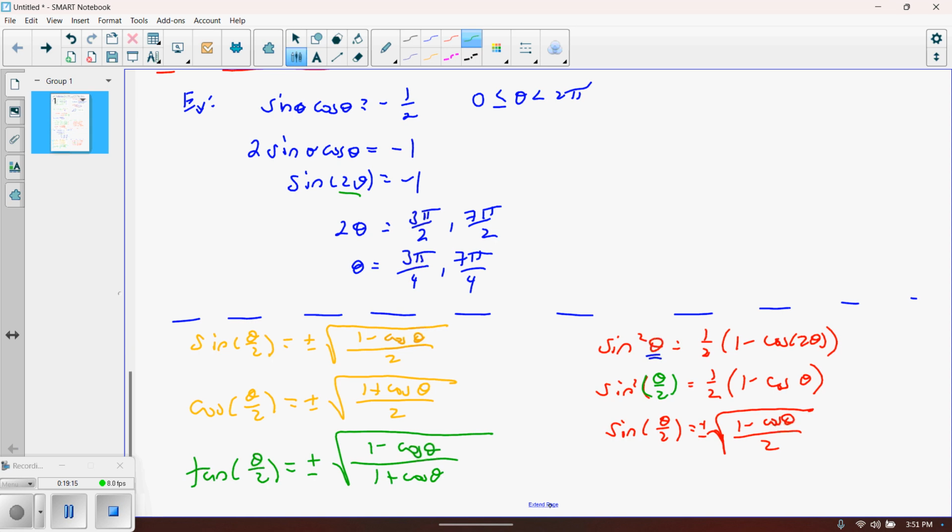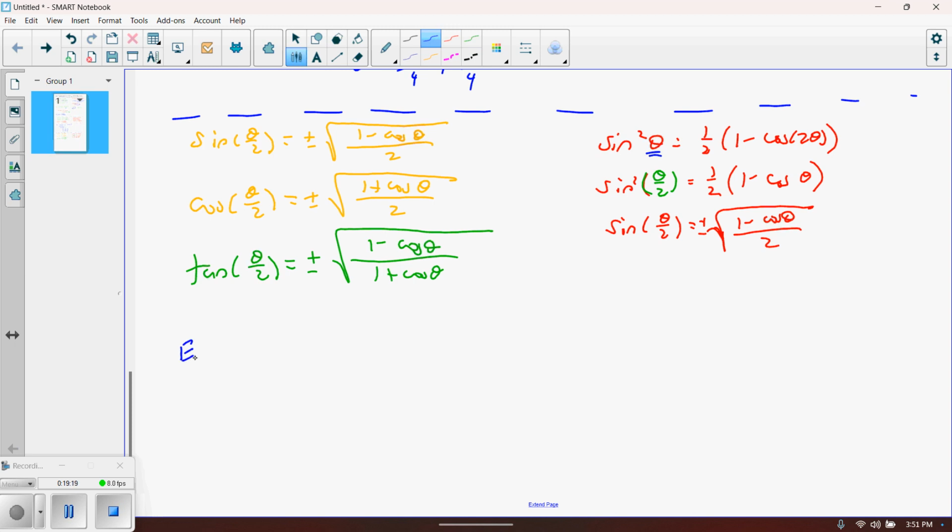So how would we use this? Let's do a quick example. Let's say that we want to find the cosine of 15 degrees. We know in this case that 15 degrees is the same thing as 30 degrees divided by 2. Well, that's what's going to help us. So now we're going to use our cosine of a half angle formula. Cosine of theta over 2 is going to equal plus or minus the square root of 1 plus cosine of theta over 2.